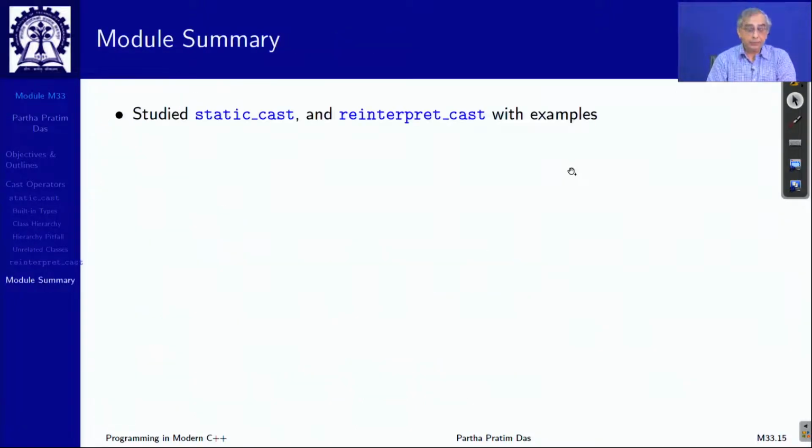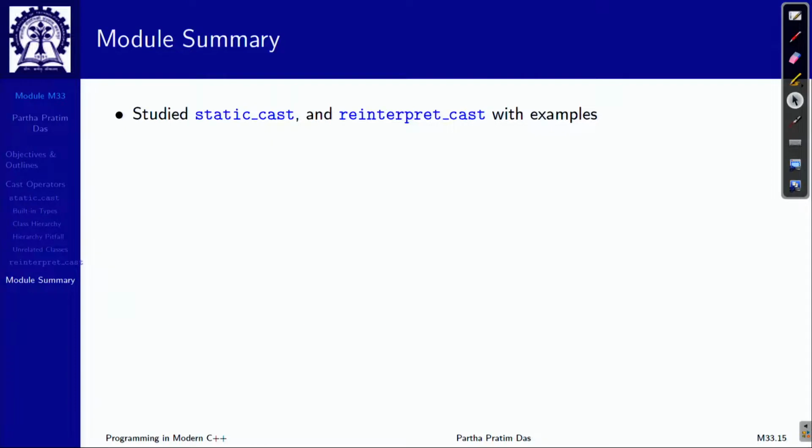So, in this module we have studied static cast with all its different nuances. Particularly, we have taken a look at user defined cast operators in terms of constructor, single parameter constructor, as well as user defined cast operator type, and we have seen how reinterpret cast can be used in specific context of type erasing and redefinition.